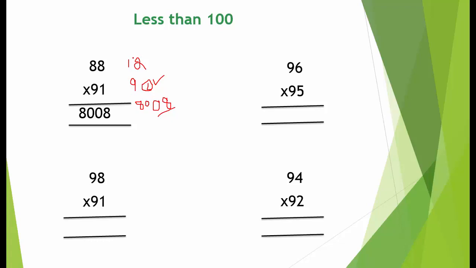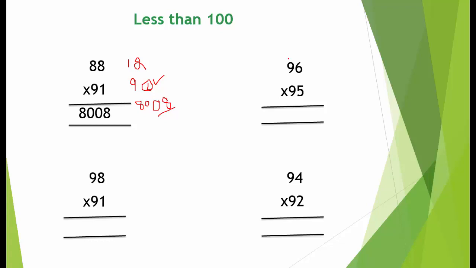Now student, avoid these steps also. Instead of writing 12 and 9, just do it mentally. For example, in this 96 into 95. First of all, the difference will be 4 and 5. This will become 20. 4, 5, 20. Then 96 minus 5. This will become 91.